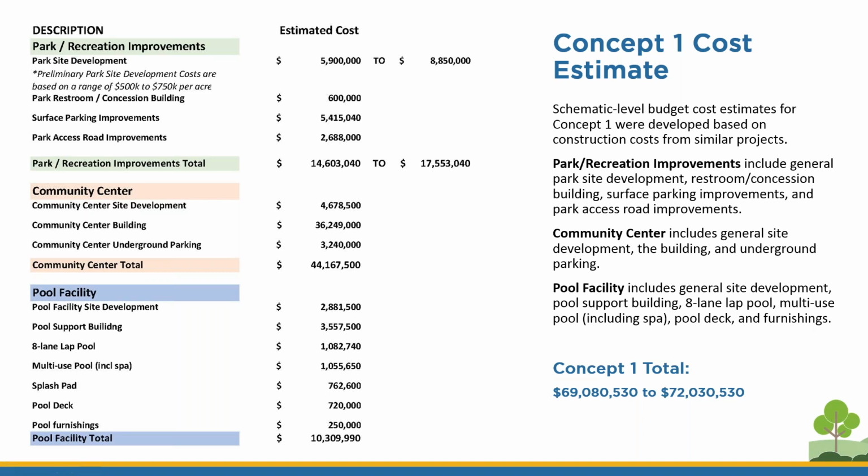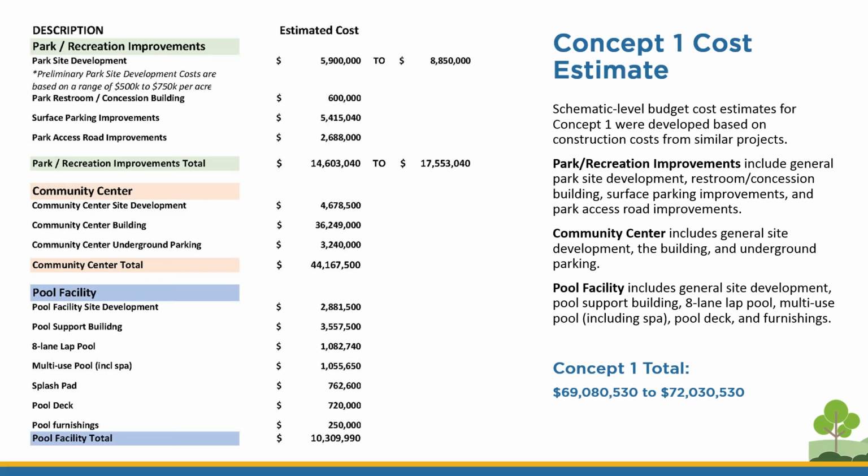Schematic level budget cost estimates for Concept 1 were developed based on construction costs from similar projects. Cost estimates in the Park and Recreation Improvements category include general park site development, the restroom concession building, surface parking lot improvements, and the proposed park access road. We're assuming an estimate range between $500,000 and $750,000 per acre for general park site development improvements.